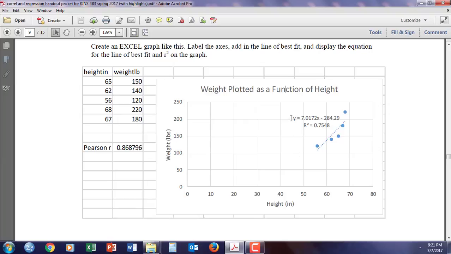It will give you where we're going now with the line of best fit, the line that is drawn on these points so as to minimize the distance of these points from the line. And we also see this R squared. I hope that's flashing in your head saying, wow, this is the coefficient of determination. If I were to take the square root of this, I would get the correlation, all right? So the square root of 0.7548 should bring us back to our Pearson R.